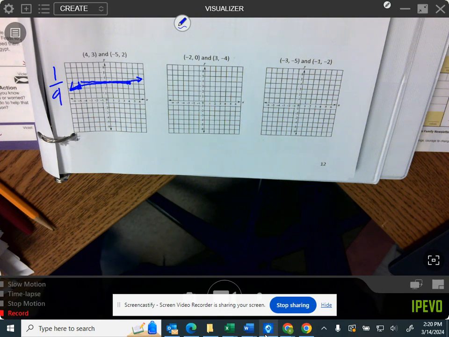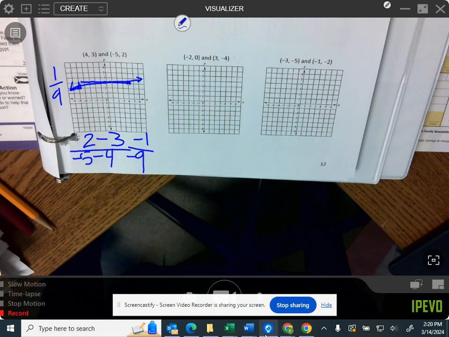Now let's use our formula and see if we get the same answer. So, 2 minus 3 over 5 minus 4. Yep. So that would be -1 over -9.